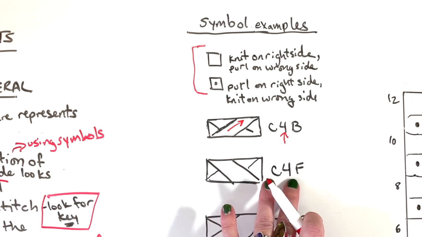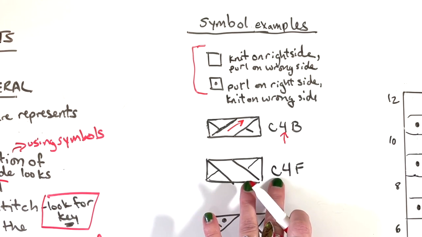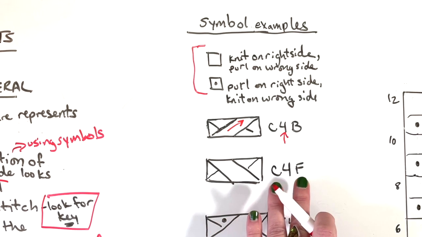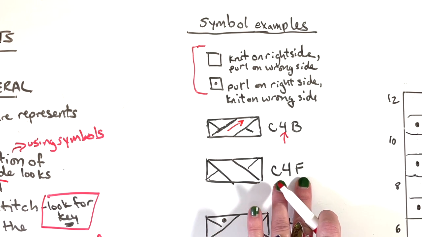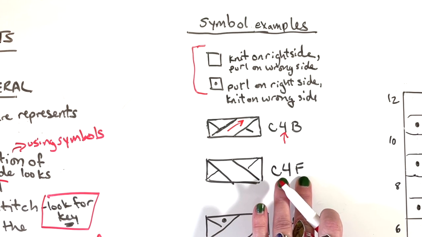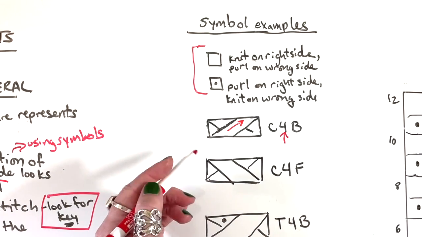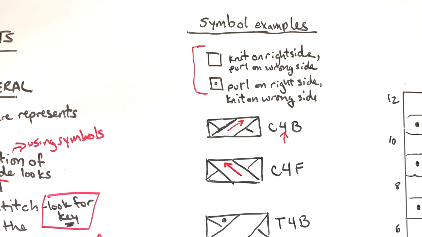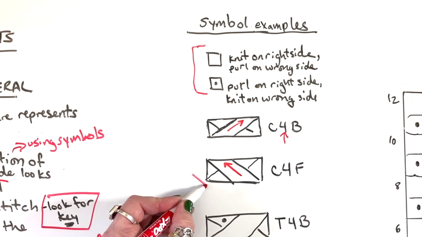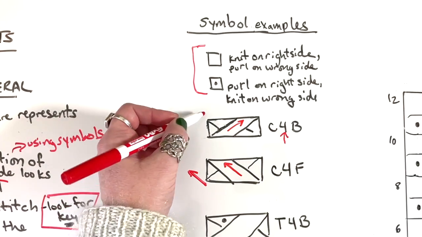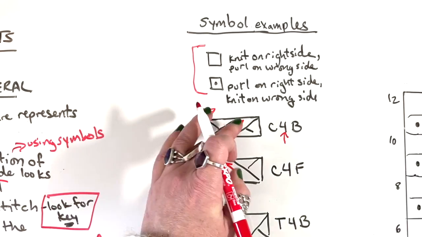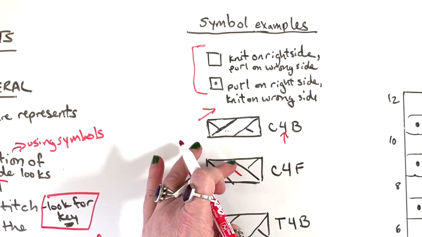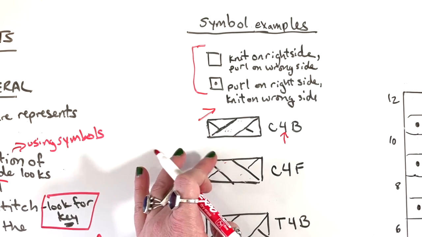Now a C4F means it's a cable with 4 stitches, the first half of which you're holding in front. And when you hold them in front, you end up with a left slanting cable. And that is what this picture is representing. I'm going to redraw the slants outside so we can keep our symbols as pure as possible.